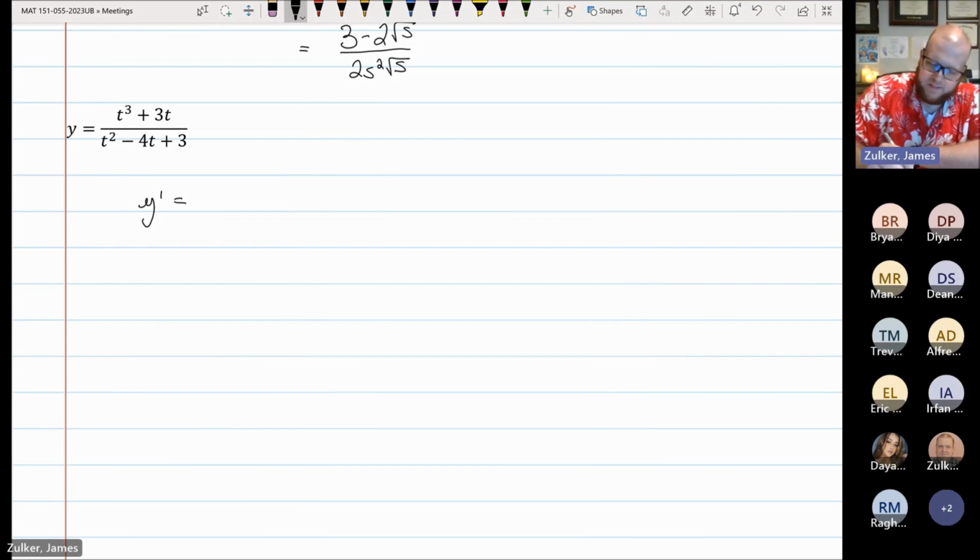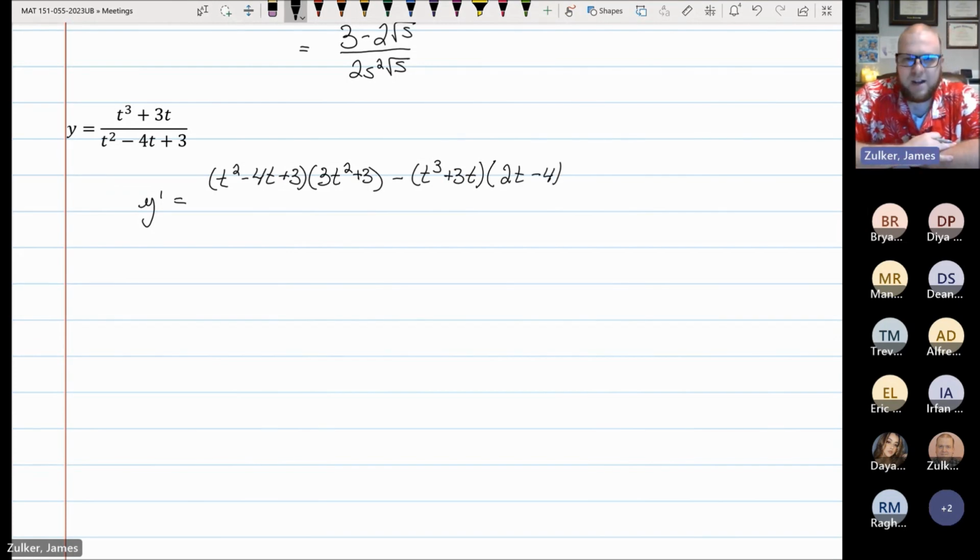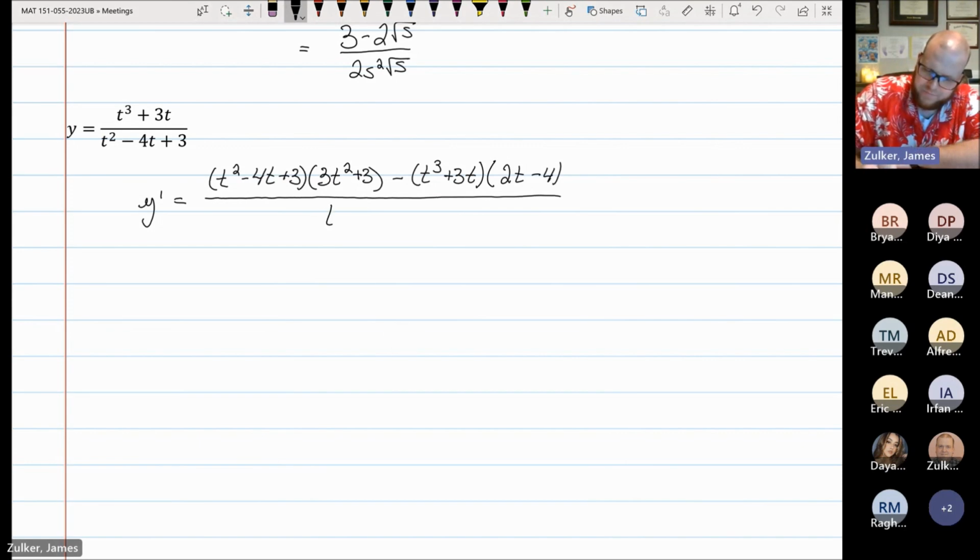Denominator times derivative of the numerator minus the numerator times the derivative of the denominator, all over denominator squared.